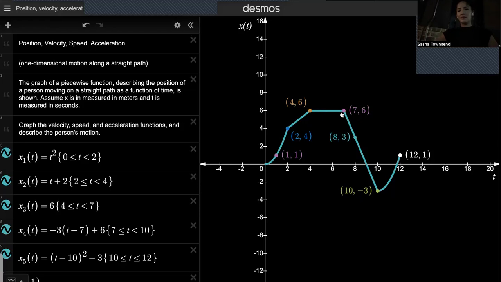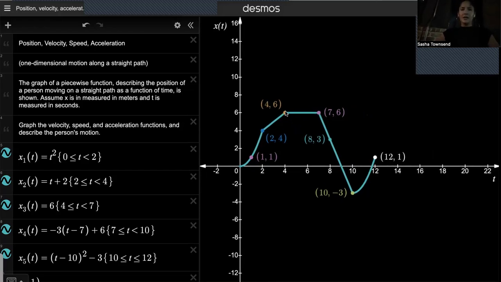And then on this segment, between t equals 4 and t equals 7, we're assuming that t is time measured in seconds. The position is just x of t equals 6. So it's just a constant position the whole time. And again, that's the third piece, so I just wrote x sub 3. And that's the piece for that interval.